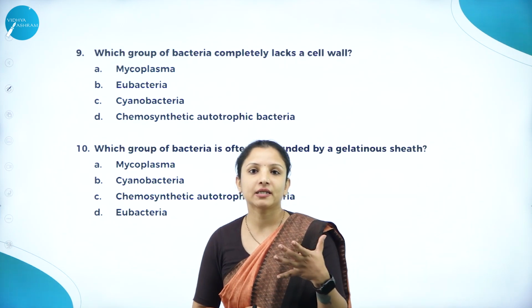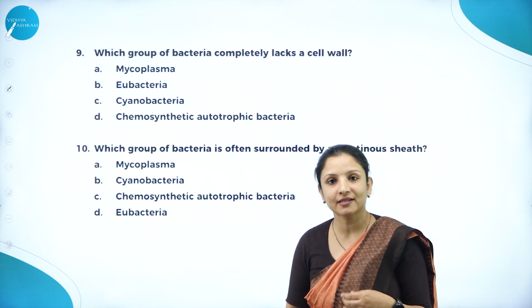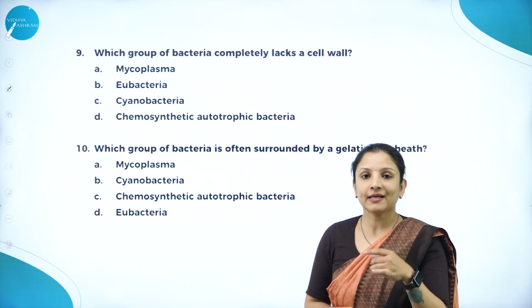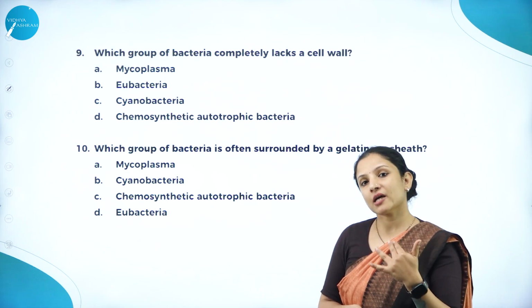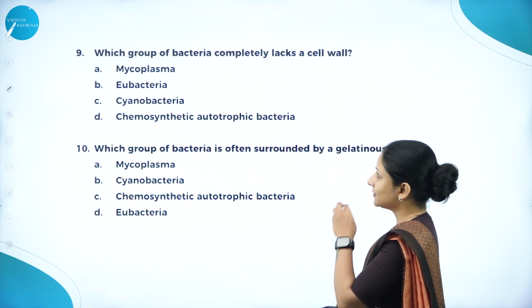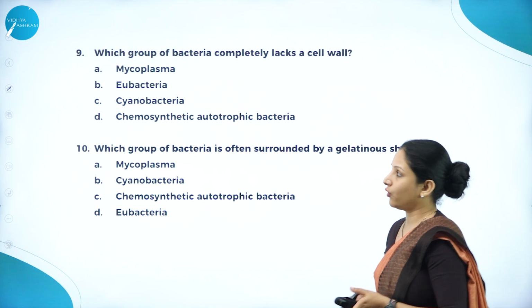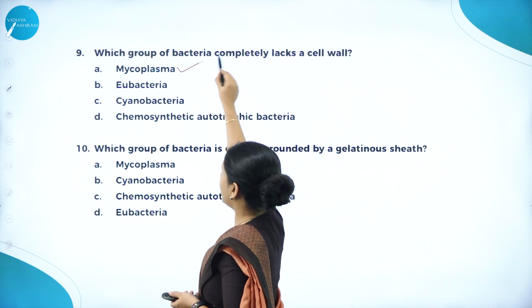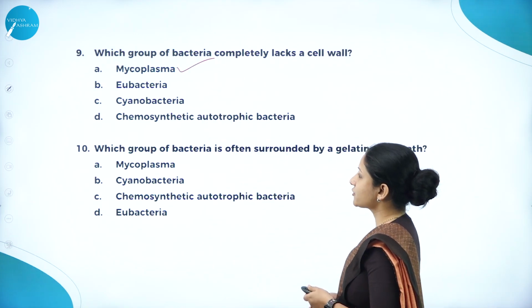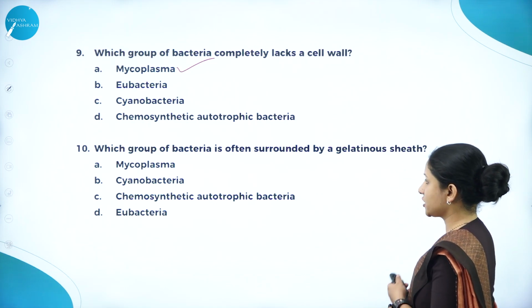There are some bacteria which have a cell wall, and that cell wall is made up of polysaccharides. It is non-cellulosic, meaning it's not made of cellulose, but it can be made up of polysaccharide and an amino acid. Here, this is a group of bacteria which completely doesn't have a cell wall. So that is Mycoplasma. Next, which group of bacteria is often surrounded by a gelatinous sheath?